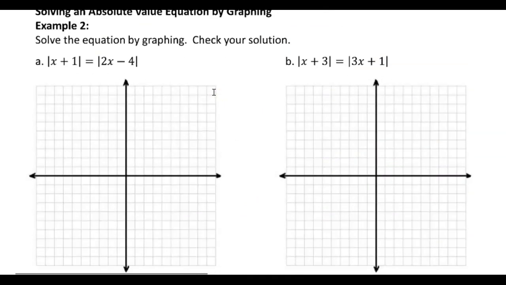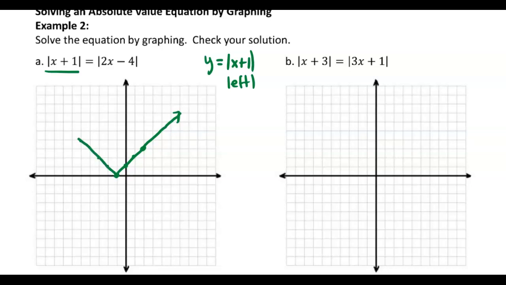We graphed absolute value equations, so you just take the left side and write it as y equals the absolute value of x plus 1. So remember that means it moves left 1. So the vertex is no longer at (0, 0). It moved left 1. And then the sides are still up 1 over 1, up 1 over 1. Remember, an absolute value is that V-shaped. We did this in chapter 1. So there is my absolute value for that first graph.